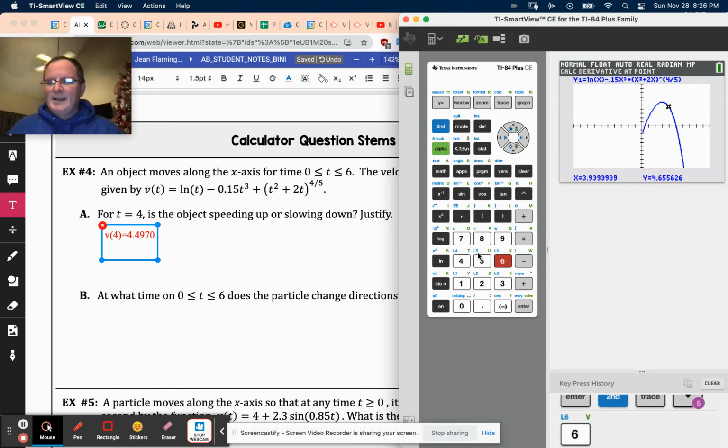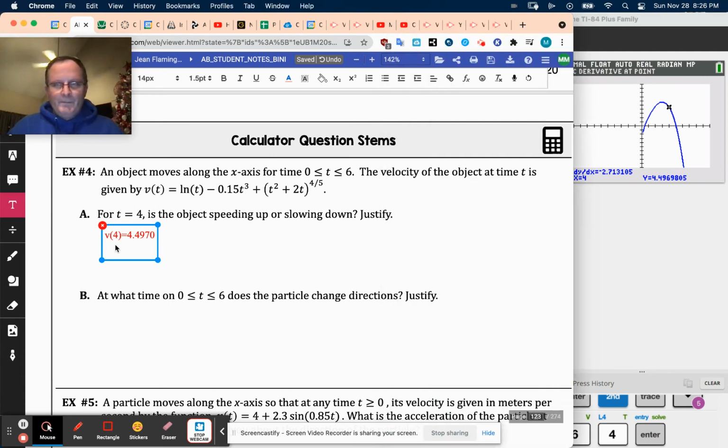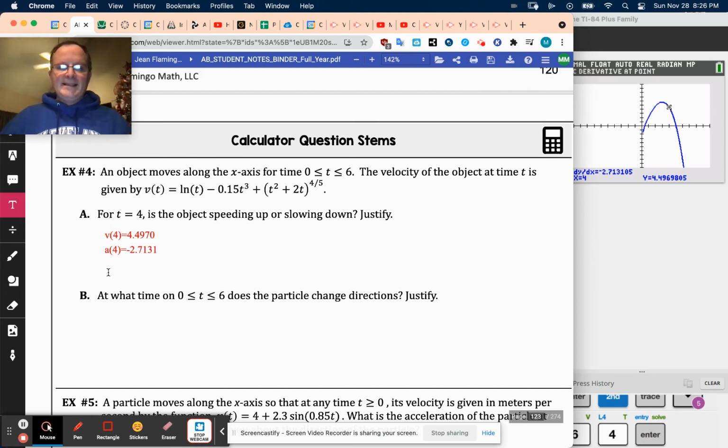At 6, when x is 4. All right, and so here we go. At that moment, the acceleration, or the slope of that curve, is negative 2.7131. I haven't answered the question yet, but because those two have opposite signs, that means the object is slowing down.